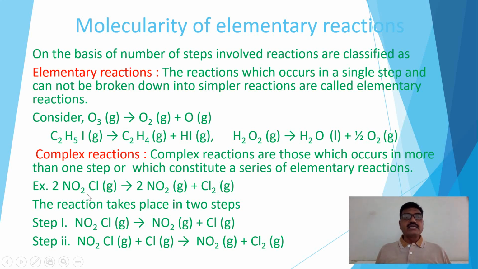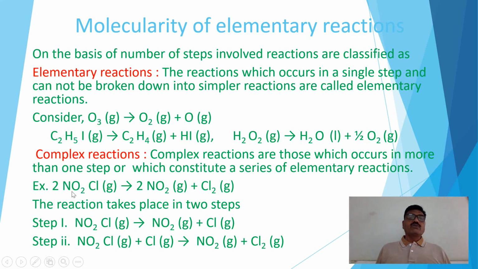Nitryl chloride decomposes into nitrogen dioxide and gaseous chlorine. This reaction takes place in two steps. See, in the first step, nitryl chloride gives nitrogen dioxide plus one atom of chlorine, and in the second step again nitryl chloride gives nitrogen dioxide plus chlorine gas. So in this way the reaction takes place in two steps.